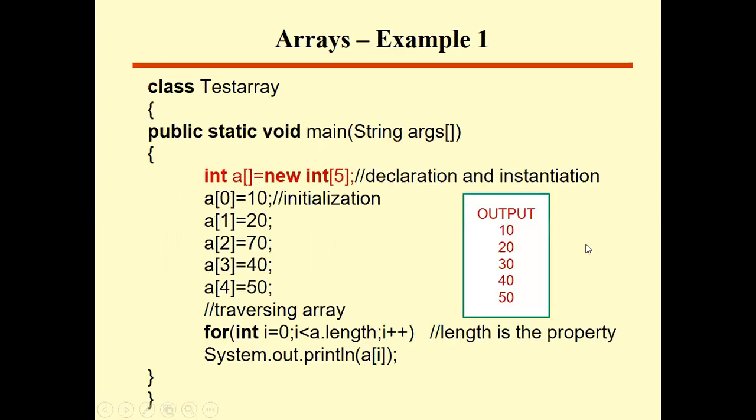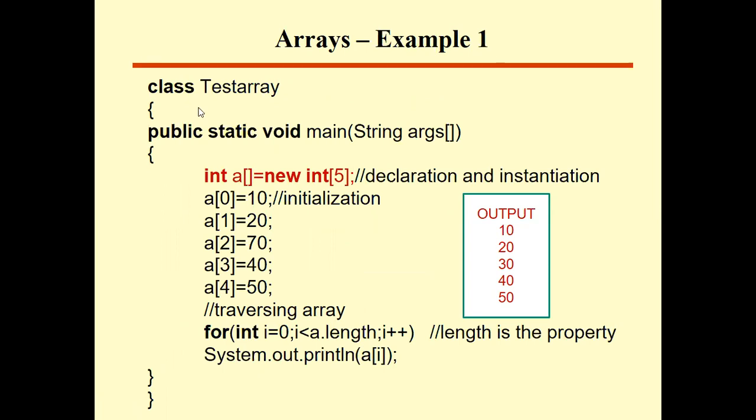Now, let us have a look at an example Java program using arrays. Actually, all the components of the array are of the same data type. Each of these elements has an index value associated with it. The index is the position of the elements inside the array. The index always starts with 0.